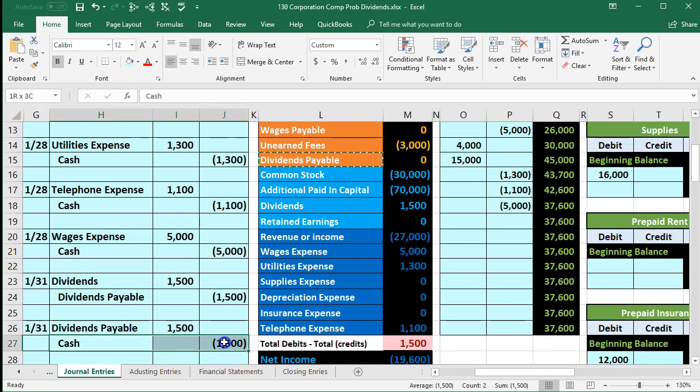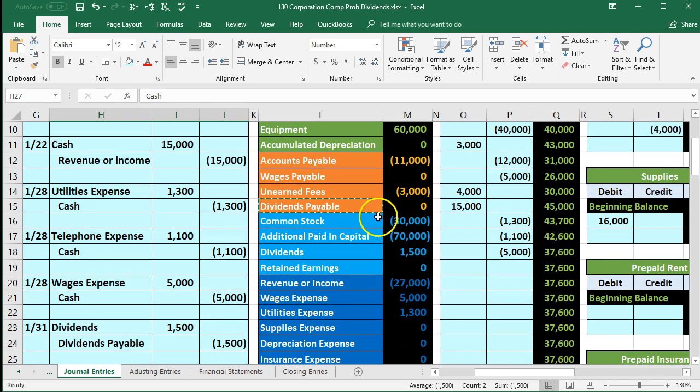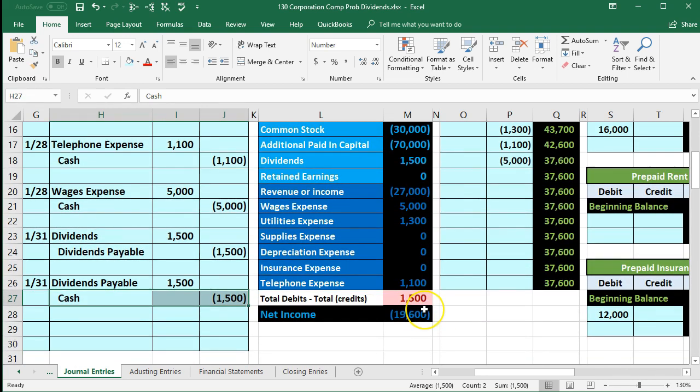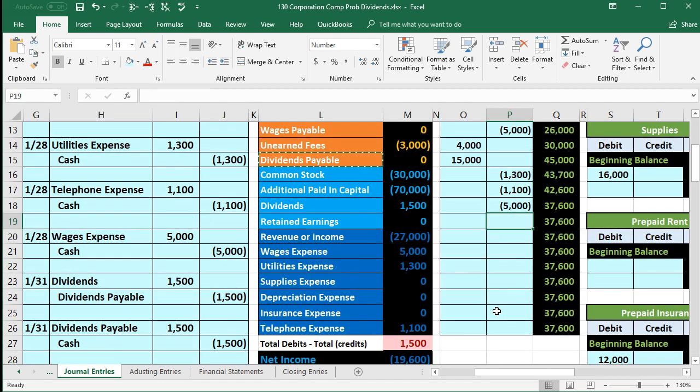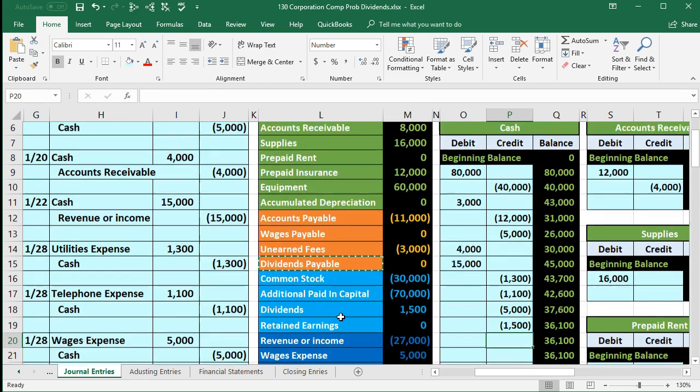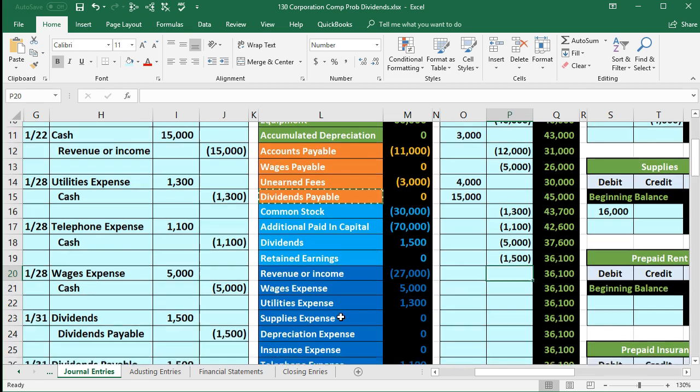Next we have cash. So here's cash. We can see our dividends payable went down to 0. We're out of balance by 1,005. Going to cash, we're going to pay the cash. So we're in P19, where we will say equals, point to that cash, 1,500. It's going to go down from 37,600 by 1,500 to 36,100.